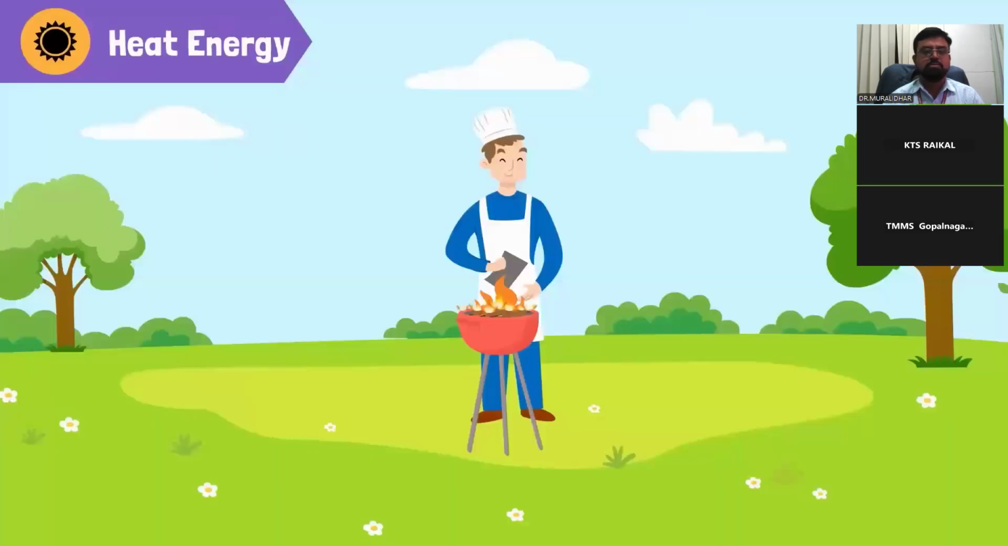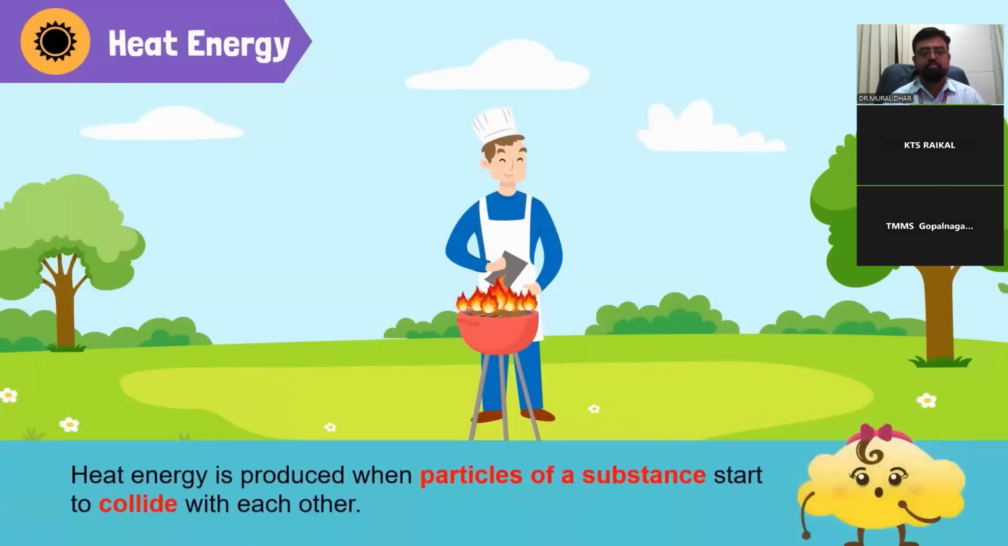Uncle is making a fire in the grill to cook food. What kind of energy is Uncle using to cook the food? He's using fire, which gives us heat energy. Heat cooks our food. It is produced when the particles of a substance start to move faster and faster and start to collide with each other.